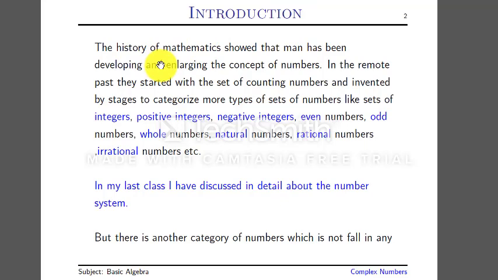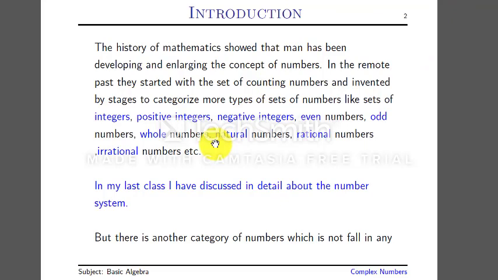The history of mathematics showed that man has been developing and enlarging the concept of numbers. In the remote past, they started with the set of counting numbers and invented by stages to categorize more types of sets of numbers, like the set of integers, set of positive integers, set of negative integers, set of even numbers, set of odd numbers, set of whole numbers, set of natural numbers, set of rational numbers and set of irrational numbers, etc. The above mentioned sets are all subsets of the main set, which is the set of real numbers.